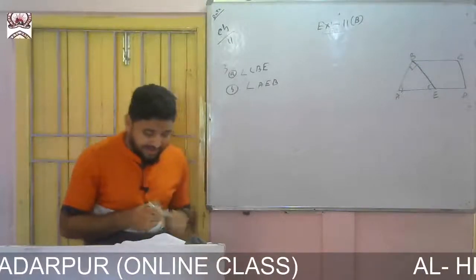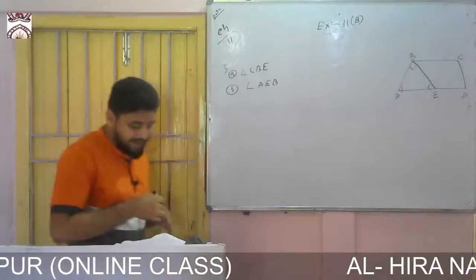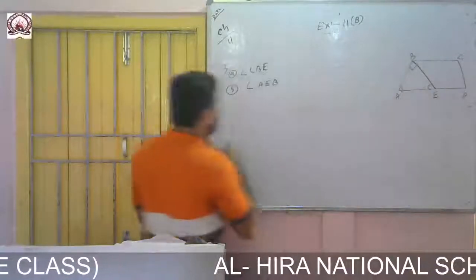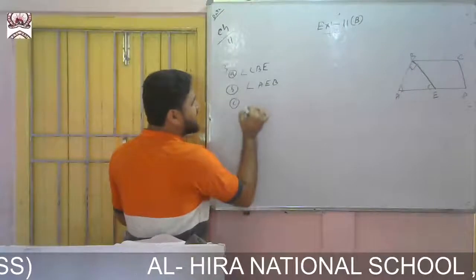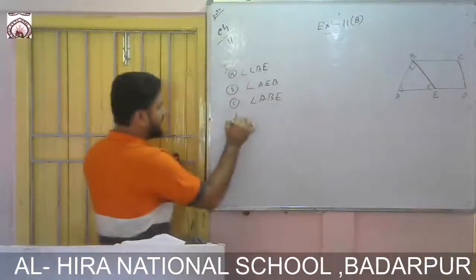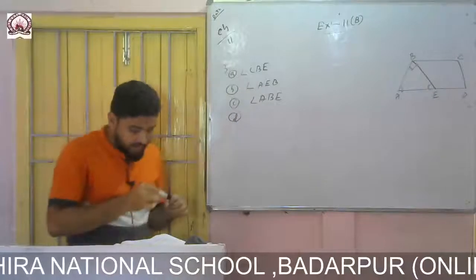Now come to a right angle. There is only one right angle, ABE. This one, ABE, has the symbol there. So angle ABE is a right angle. Now come to D. What is there?